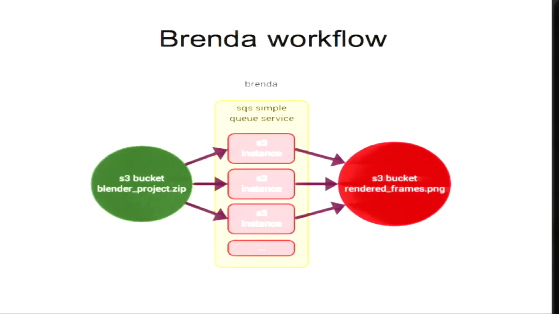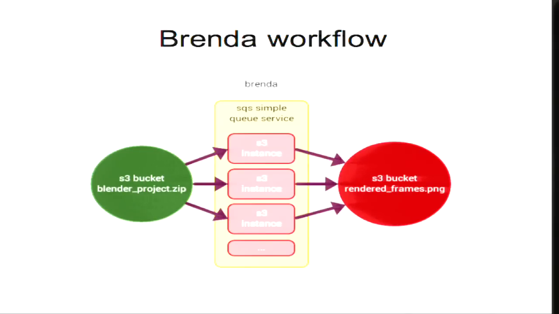So how does Brenda work? This is a very simple graphic of what Brenda is doing. We are starting out with a Blender project, a .blend file. We're including all of the support files for that Blender project, so bakes, any kind of information that would be needed to render a frame in that project. And we're packing it all together in a zip file or a tar file, and putting that in a file system that Amazon has called S3. It's a very basic file system, almost like a remote shared hard drive that you can push files to.